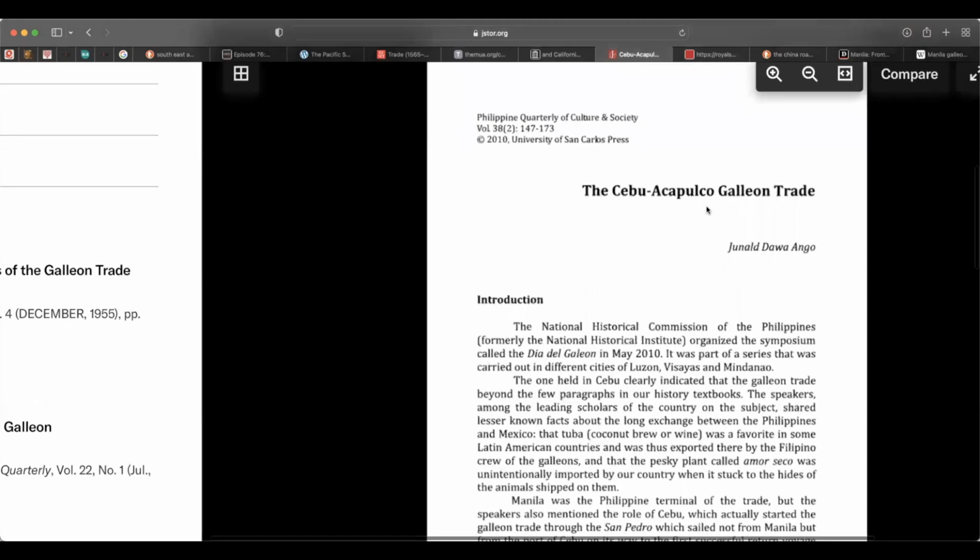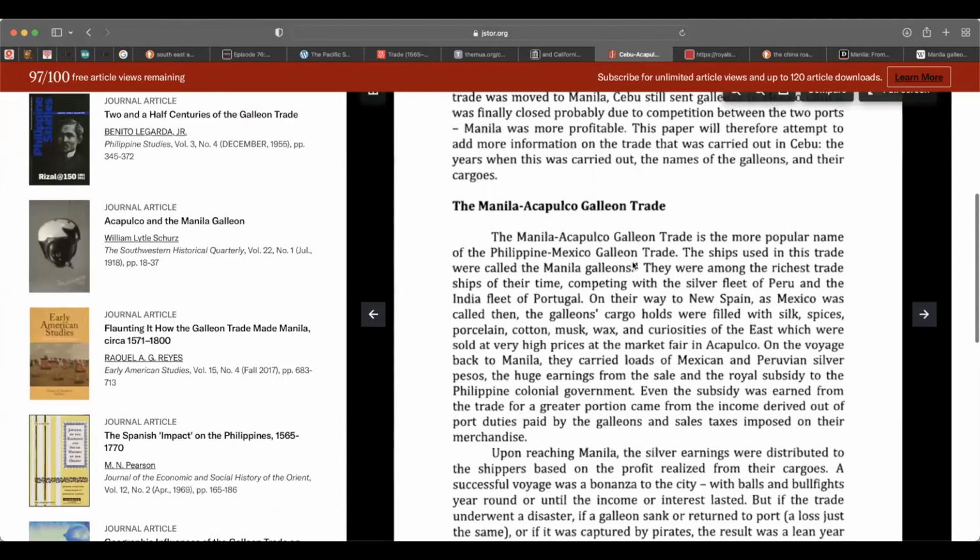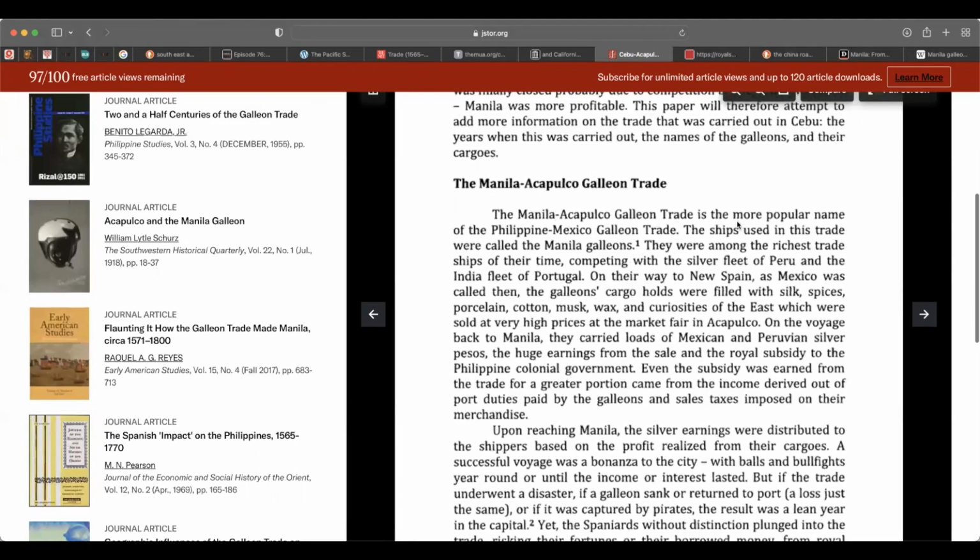The Cebu Acapulco galleon trade. Next page, it says the Manila Acapulco galleon trade. The Manila Acapulco galleon trade is the more popular name of the Philippine-Mexico galleon trade. The ships used in this trade were called the Manila galleons. They were among the richest trade ships for their time, competing with the Silver Fleet of Peru and the India Fleet of Portugal. On their way to New Spain, as Mexico was called then, the galleons' cargo holds were filled with silk, spices, porcelain, cotton, musk, wax, and curiosities of the East, which were sold at very high prices at the market fair in Acapulco. I guess by curiosities of the East, they mean the slaves, because they literally left them out, guys.